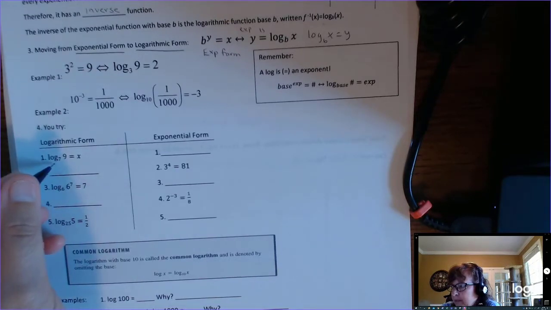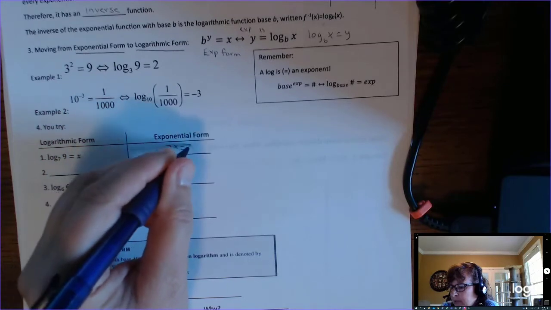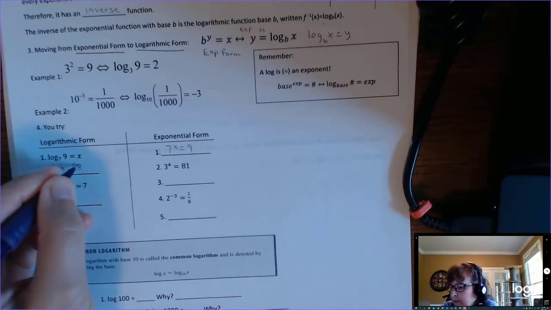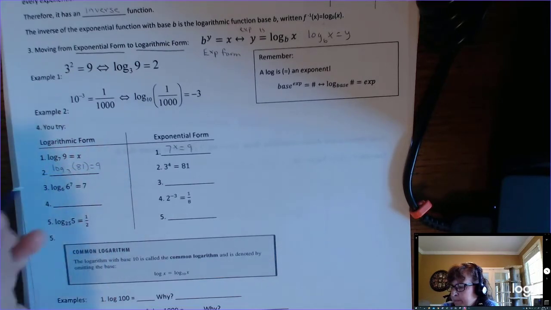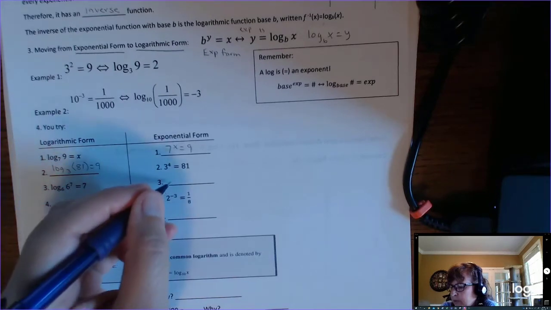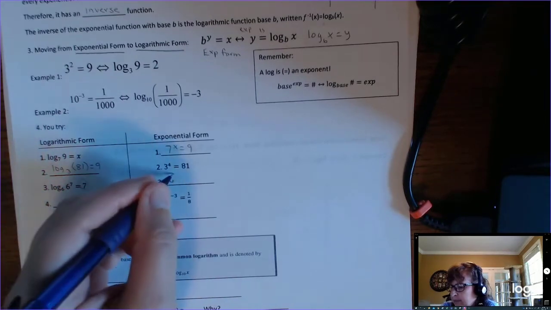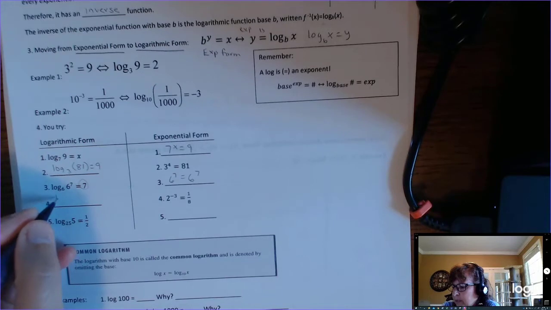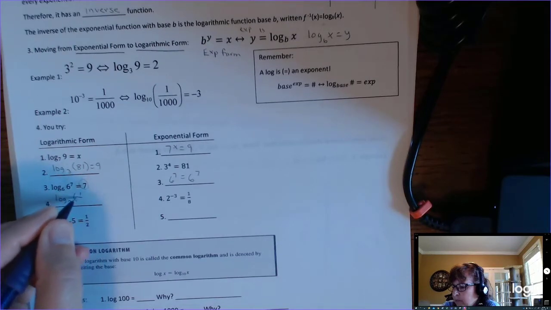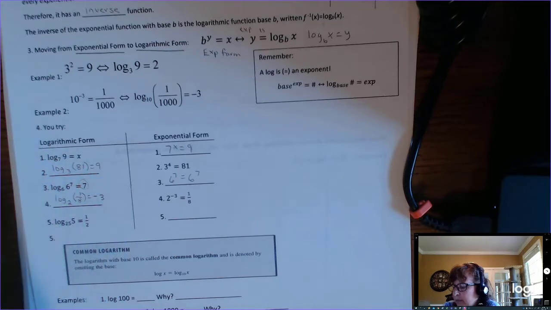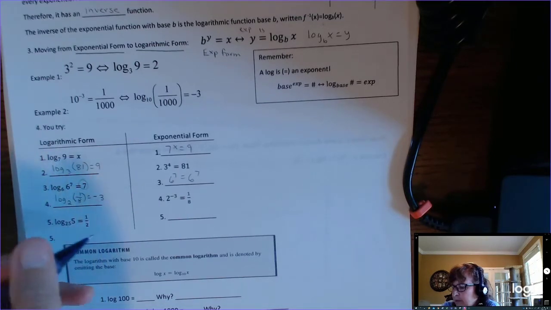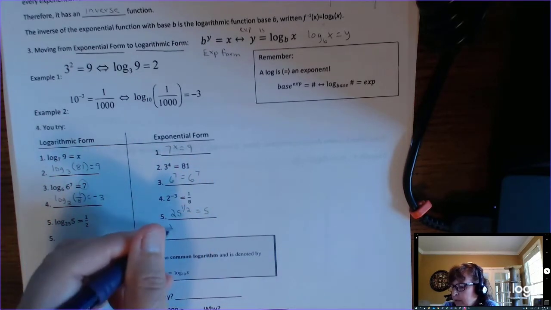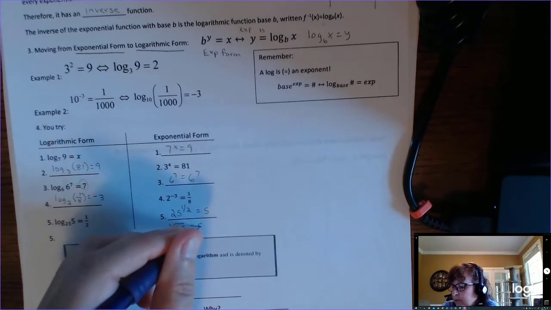The log base 7 of 9 equals x would be 7 to the x equals 9. 3 to the 4th equals 81 would be the log base 3 of 81 equals 4. Log base 6 of 6 to the 7 equals 7 would be 6 to the 7 equals 6 to the 7. 2 to the negative 3 equals 1/8 would be the log base 2 of 1/8 is equal to the exponent negative 3. The log base 25 of 5 equals 1/2 would be 25 to the 1/2 power equals 5, which is the square root of 25 equals 5.